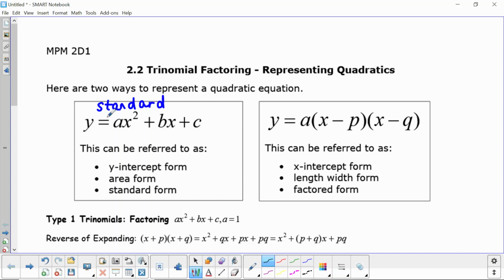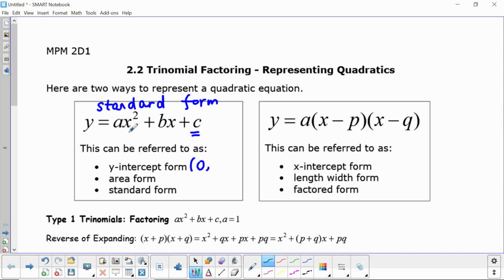And also we know from this standard form, you could find the y-intercept directly. Because we could find the y-intercept directly, we also call standard form y-intercept form. And the y-intercept is the c value. The reason for that is at the y-intercept x equals 0. We substitute x equals 0 into this standard form.